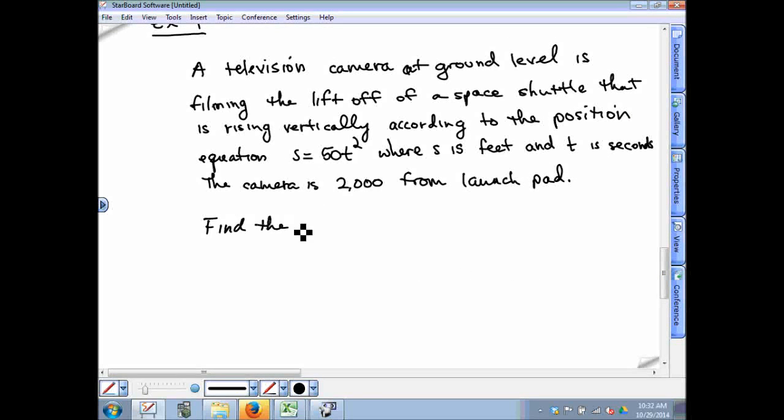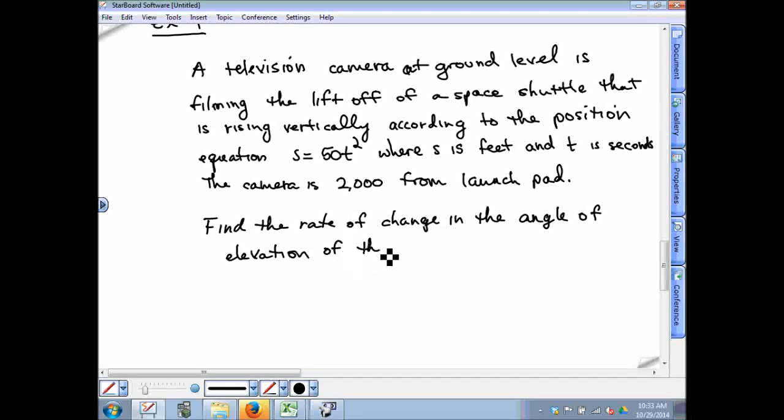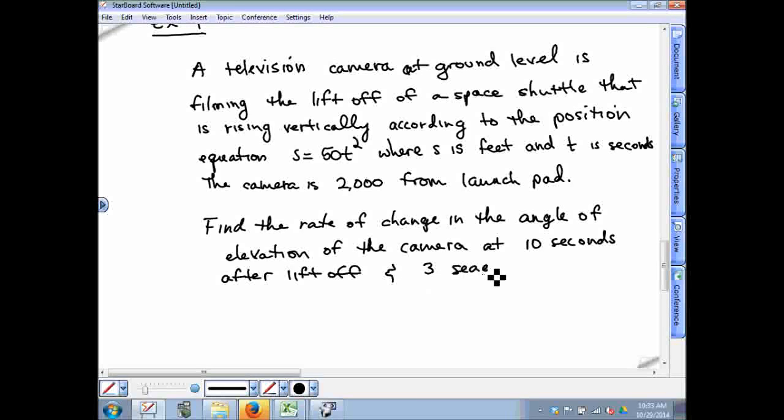Here's the actual task. Find the rate of change in the angle of elevation of the camera. It's going to involve trig, at 10 seconds after liftoff. Just 10 seconds after liftoff.